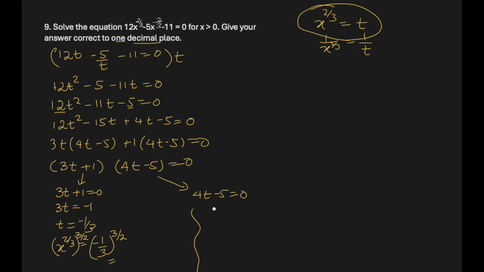Secondly, here 4t equal to 5, so t becomes 5 over 4. So x to the power 2/3 is 5 over 4, and I'll give again 3 over 2 to both sides and see what answer it gives me. It cancels here, it cancels here. So x equal to, let me use my calculator for both.